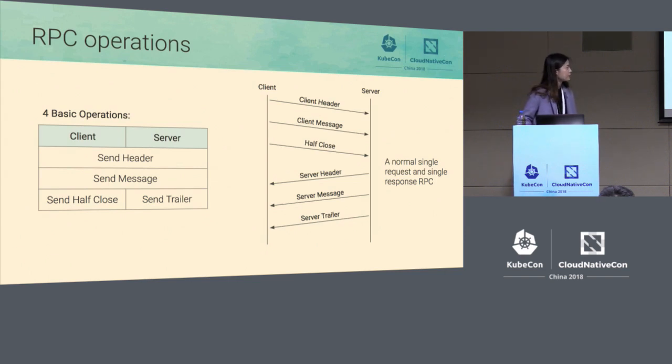The picture on the right-hand side illustrates the 4 basic operations in a normal single request and single response RPC setting. The client will first send the client header to set up the RPC call at the server side. Then it will send the request message to the server. Next, it will send the half close to the server to say that I'm done with sending all the messages. The server will first send the header to the client to set up the RPC at the client side. Then it sends the response message to the client. And finally, it sends the trailer containing the final status of the RPC to mark the RPC as complete.